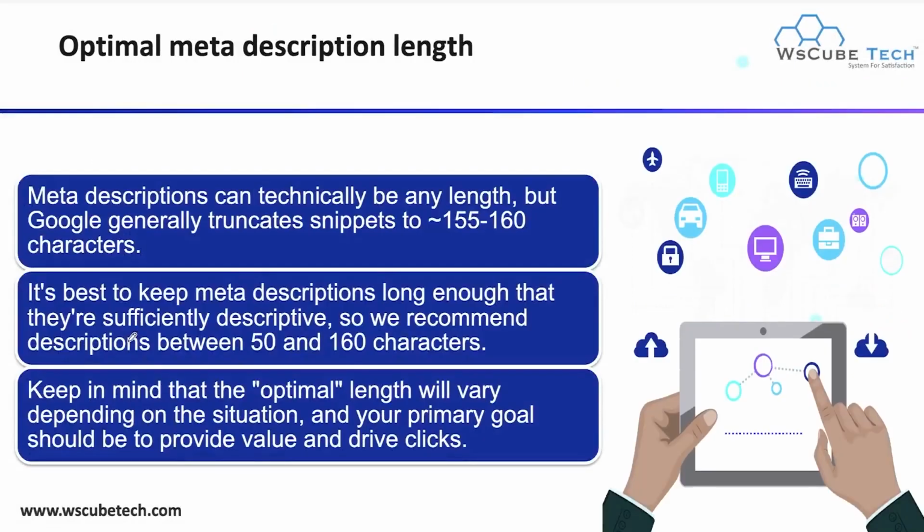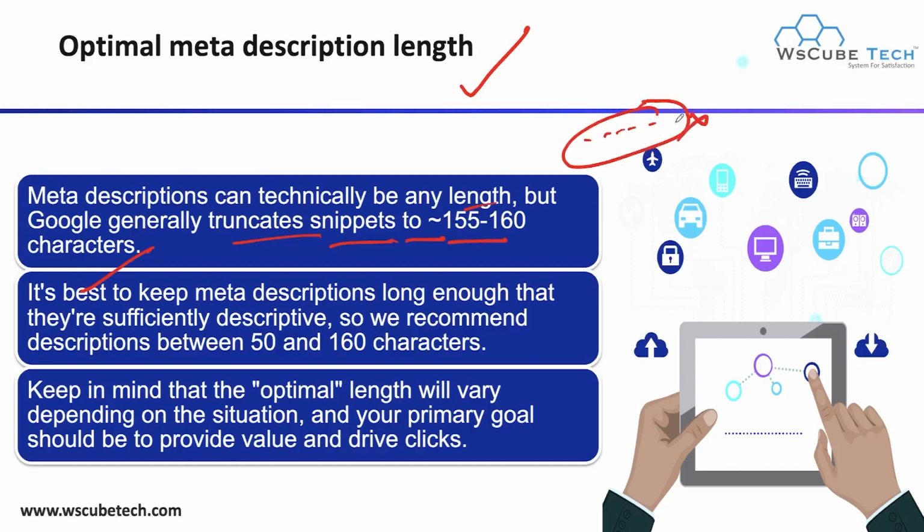Now, optimal meta description length. Now let's talk something about your meta description length. So meta description can technically be any length, but Google generally truncates snippets to 155 to 160 characters only. So it's best to keep your meta descriptions long enough that they are sufficiently descriptive. So we recommend that your meta description length should be between 150 and 160 characters, because after 160 characters, your meta description will look like in this form. So that is a wrong impact.